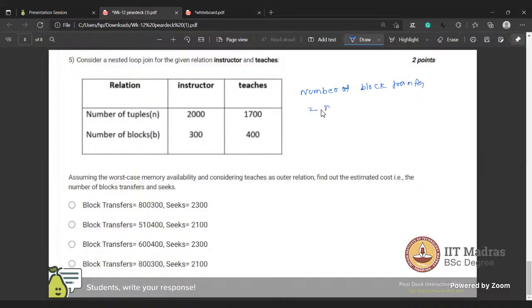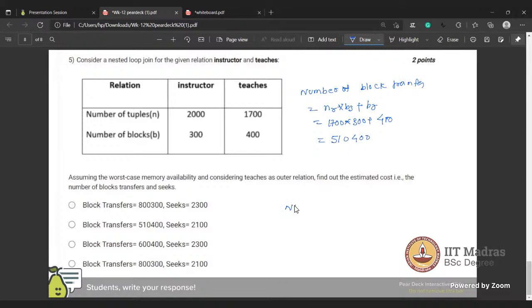NR into BS plus BR. Okay, so NR is 1700, so 1700 into 300 plus 400. So what will be the value? 510400.